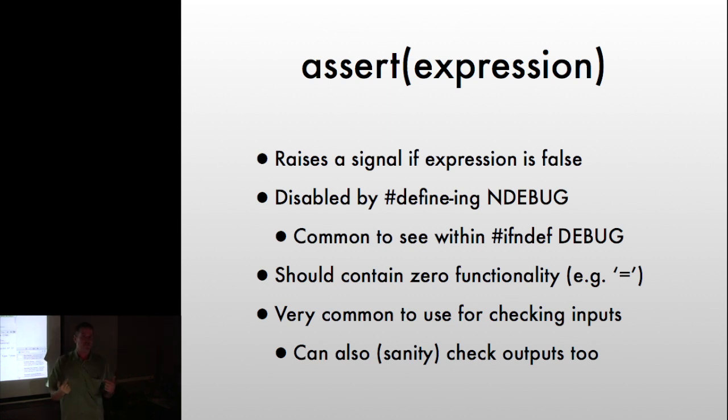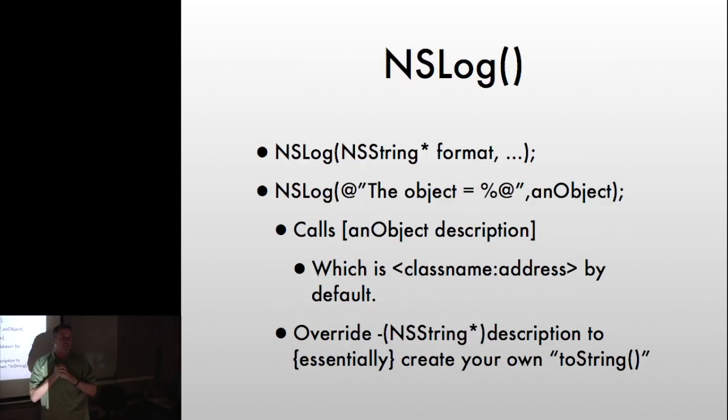Much easier to tell if I've just got some really simple assertion checking. And this NDEBUG definition turns all of the assertion macros off, so there's zero performance hit. Super helpful.